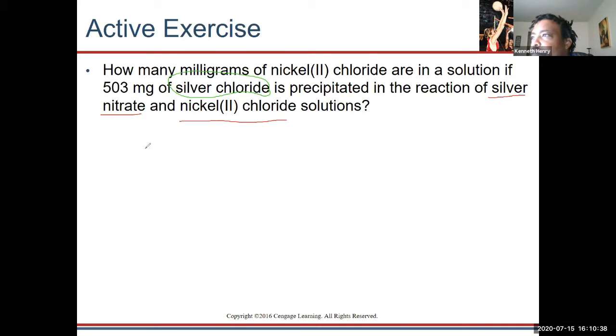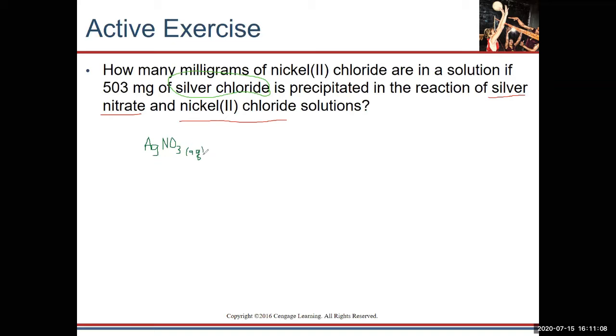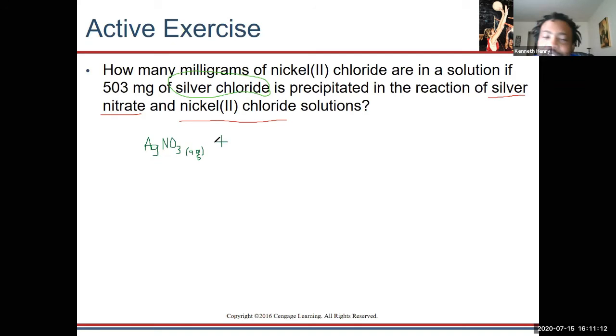Okay, give me my reactants. So silver nitrate is AgNO3. You mean aq? Oh, aq, yeah. I always say Ag. I know, and I always correct you. One day we're going to get this right. And then nickel is, I think, Ni. Ni, okay. Cl, two. Aqueous again.